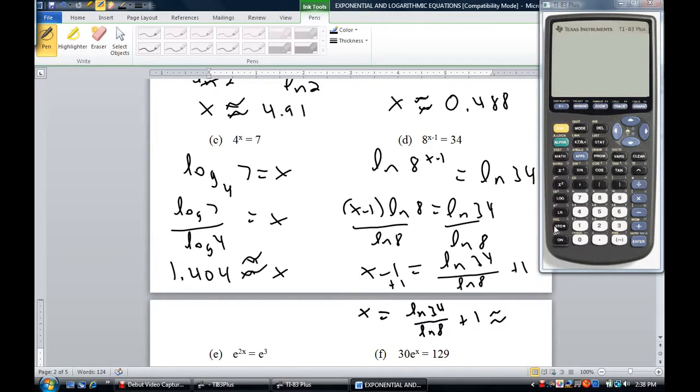Let's do the approximation, because I don't know what your instructor wants, so I'm going to show you what they may want. So let's just type in natural log of 34 divided by natural log of 8. And keep in mind, this may be an acceptable answer for your instructor. I don't know who your instructor is. Then add 1. And you get about 2.696.